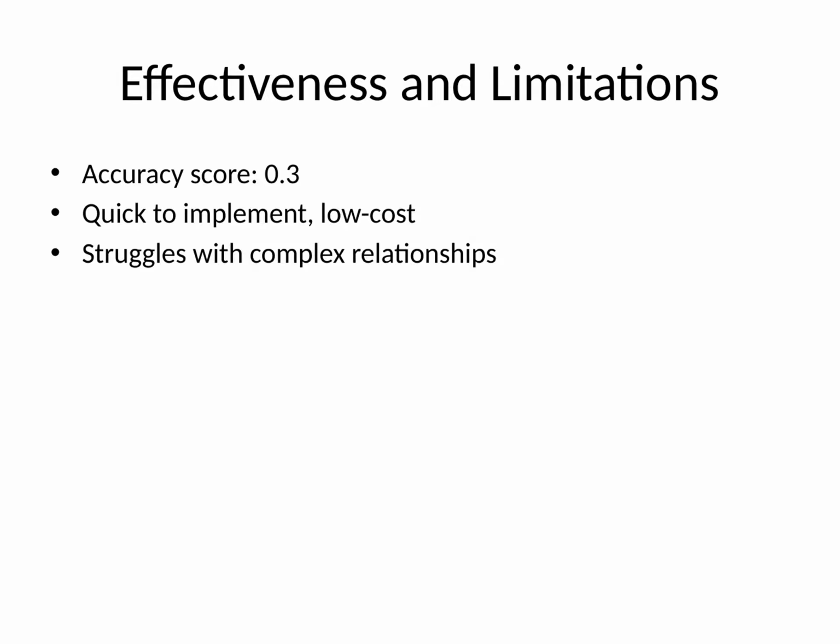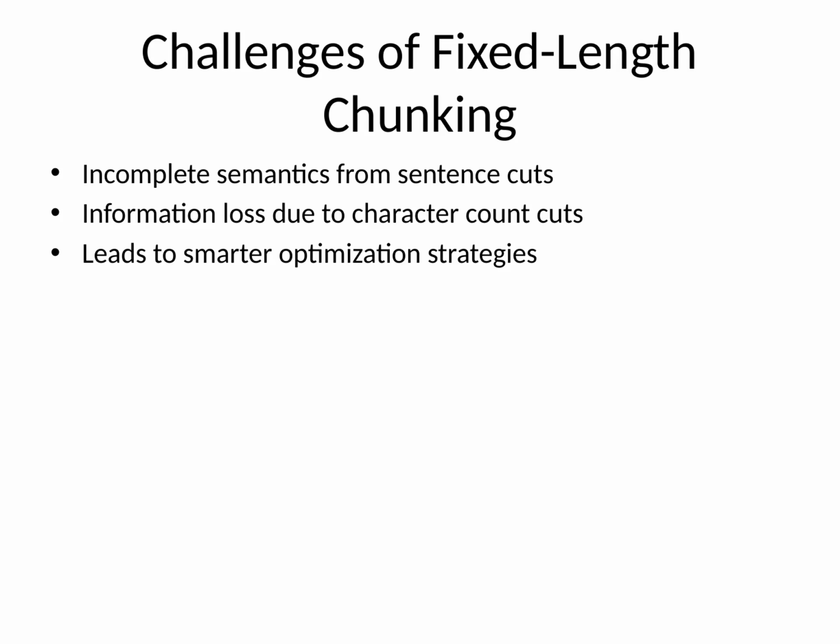We used GPT-4 to score it and found the accuracy was only 0.3. What does this score mean? It's like barely passing an exam, or even guessing a few questions correctly. This shows that although this method is quick to implement and low cost, supported by almost any framework, it struggles to capture complex relationships or deep meanings. Regardless of whether a sentence is complete, cutting by character count often results in a sentence being cut in half, leading to incomplete semantics and information loss. However, its obvious limitations have led to a series of smarter optimization strategies.